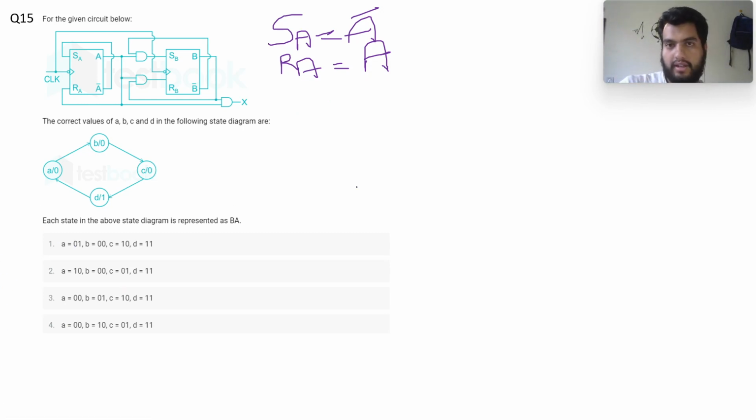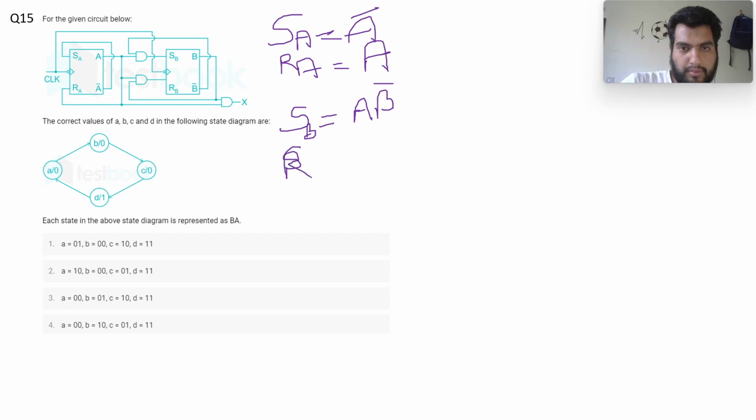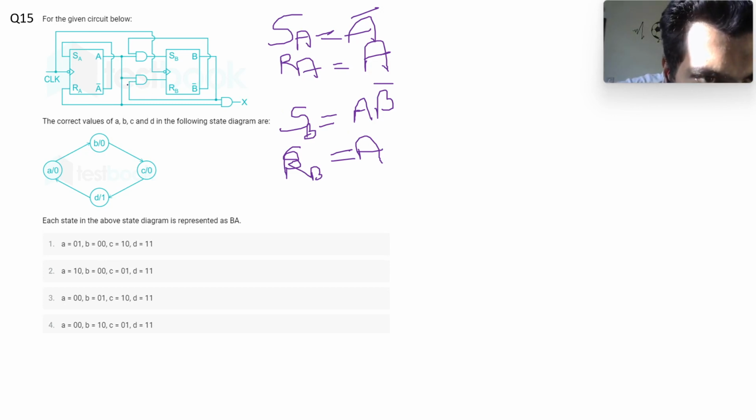Now let's check SB. SB is equal to B complement A, so I can write A B complement, and RB is equal to A and B, AB, right? Now let's draw the truth table here.